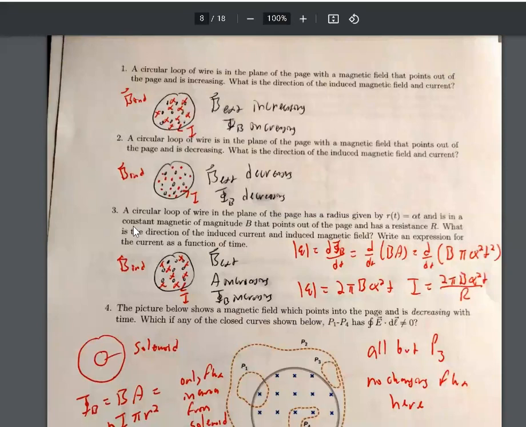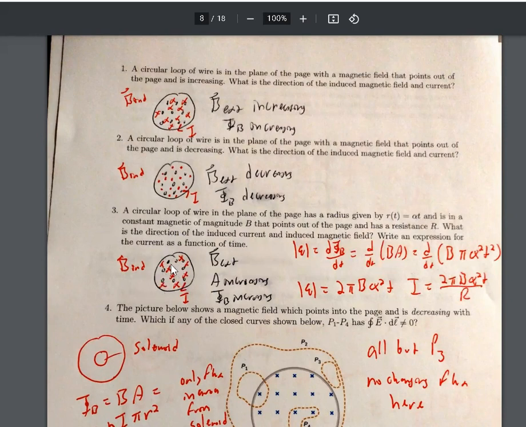All right, so a circular loop of wire in the plane of the page has a radius that's given by alpha times t, and it is in a constant magnetic field that points out of the page, and the whole loop has a resistance R. What is the direction of the induced current and the induced magnetic field? And write an expression for the current as a function of time.